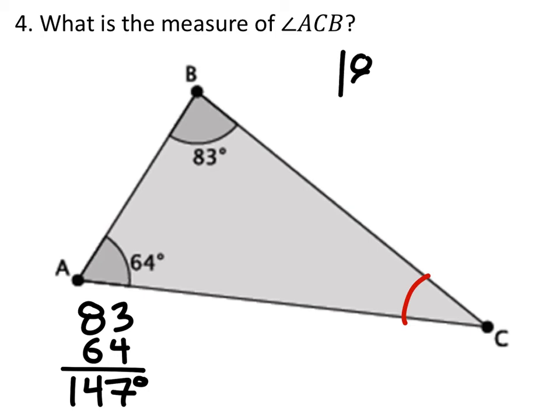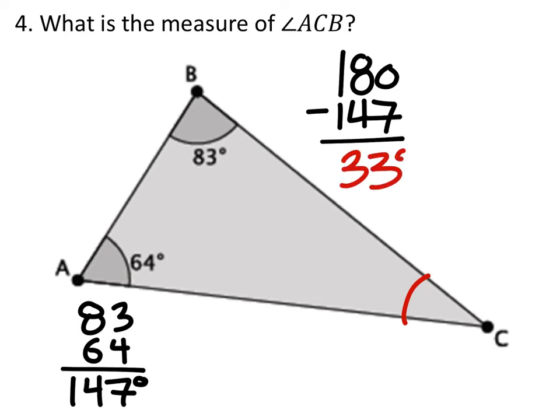So we're just going to take 180 degrees and subtract 147. And that makes this last angle 33 degrees. Don't forget to label this in degrees on a test if you want full credit anyways. 33 degrees.